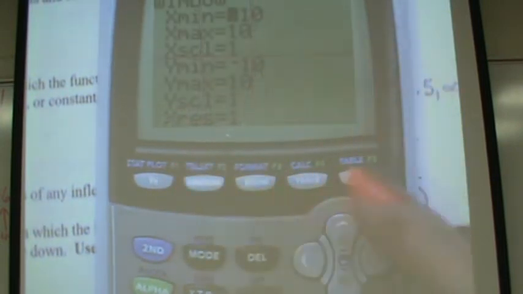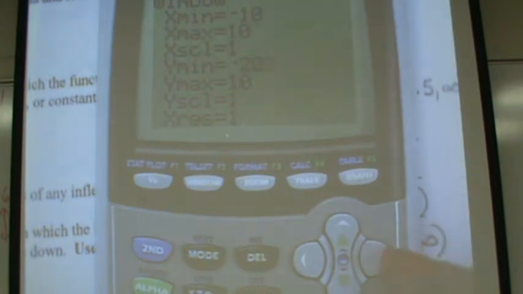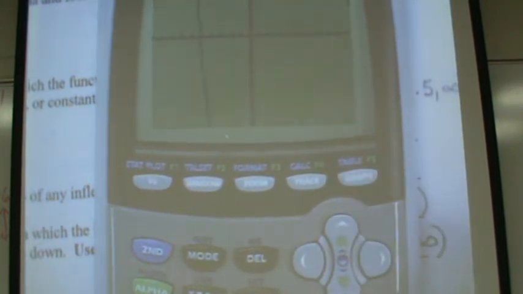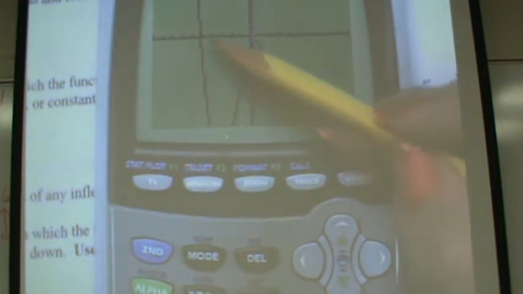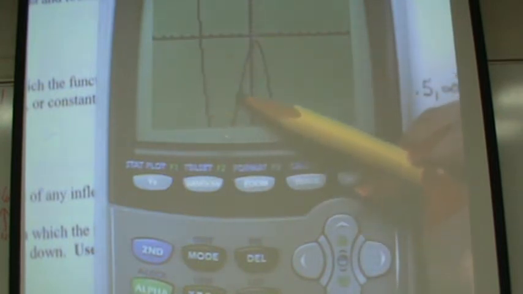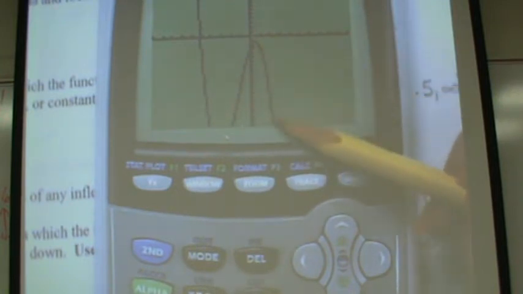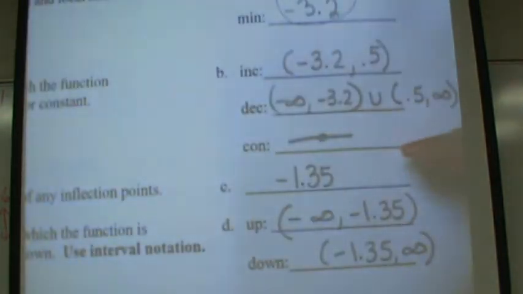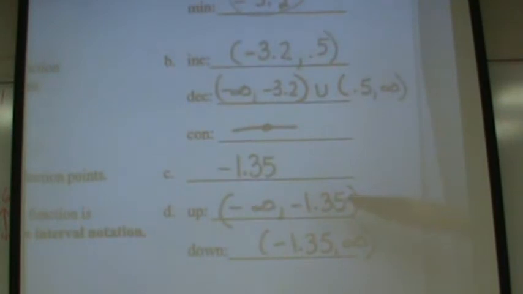I could change my window and change the minimum y value to, let's say, -20. And now, if you graph it, you might see it a little bit better. So right here at -1.5, your graph changes. It's concave up from negative infinity to negative 1.5, and then it's concave down from this x value, looks like an upside down parabola. So do you recall doing this stuff, guys? Concave up, concave down, inflection point.